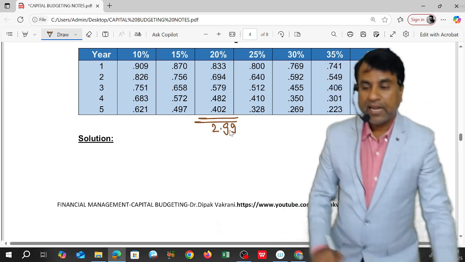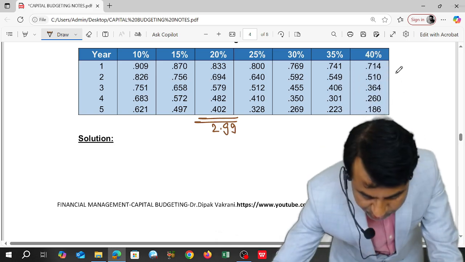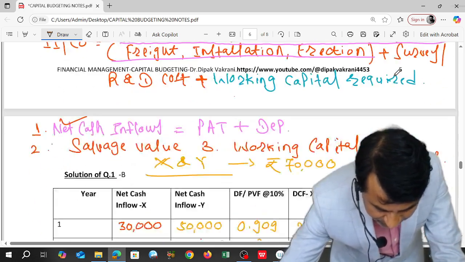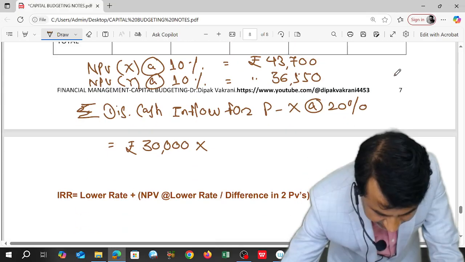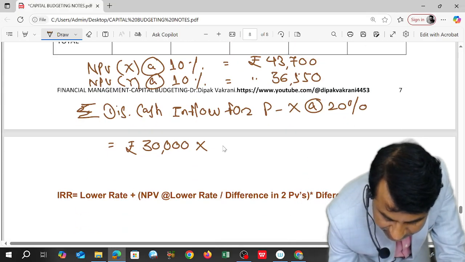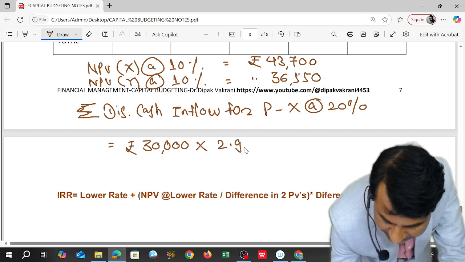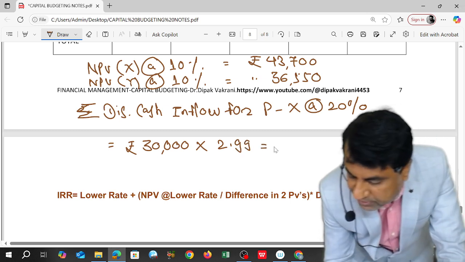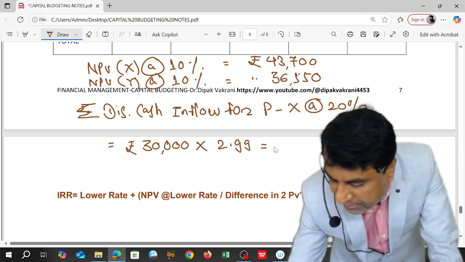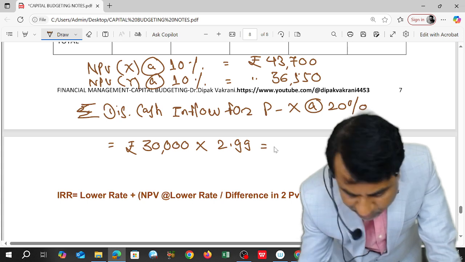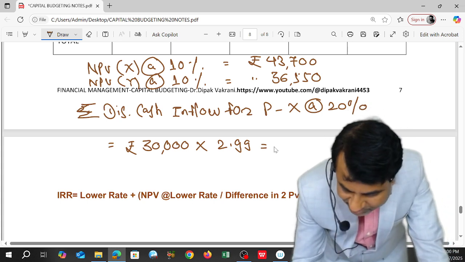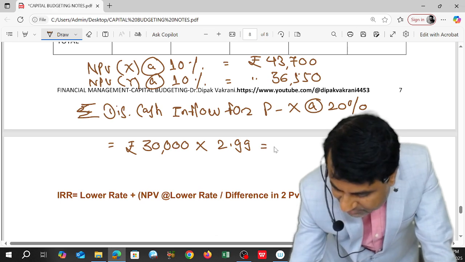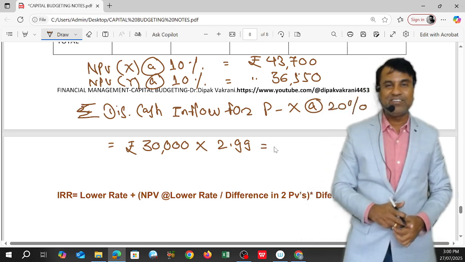So this is the annuity factor for project X. Let me do it for X. I'm calculating discounted cash inflow, and it is 30,000 into 2.99, the annuity factor at 20% for 5 years. So it is 2.99 multiplied by 30,000, or simply 30,000 into 3 if I do it, and obviously it will come directly 90,000 there. Unfortunately it is still positive because the cash outflow is 70,000, my dear.